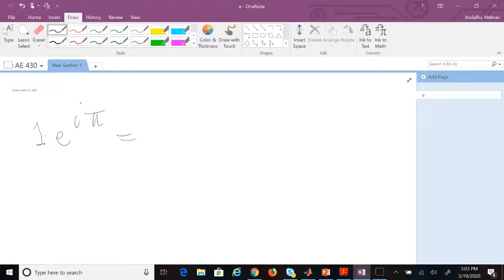Still need to work on my handwriting using a software, because it's not as easy and convenient as a whiteboard.